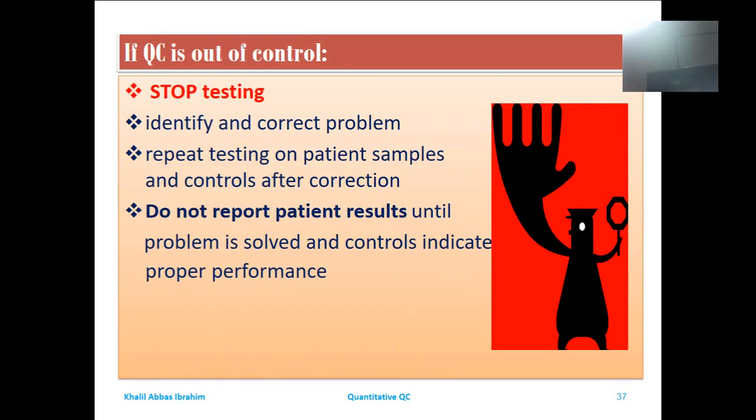If QC, quality control, is out of control, if the values that you obtained by examining the quality control materials lie outside the control limits, what will happen? Number one, immediately stop using that system. Stop testing. After you stop the testing, then identify and correct the problem.